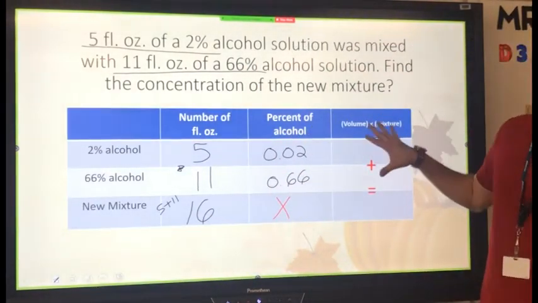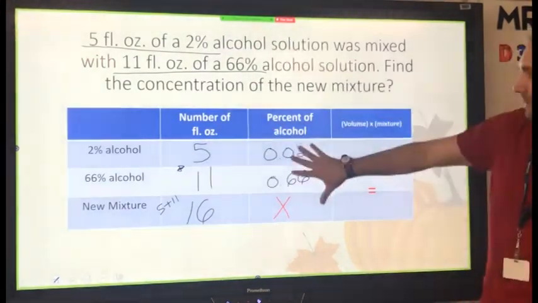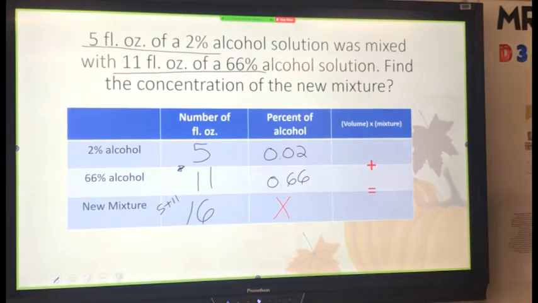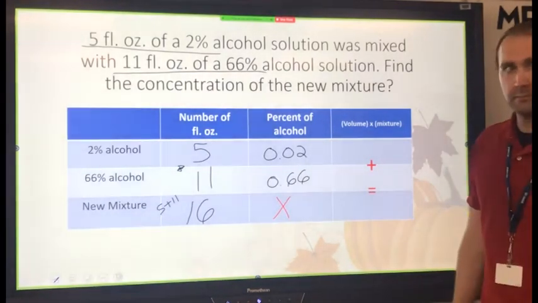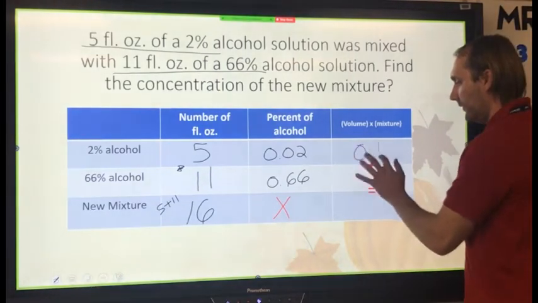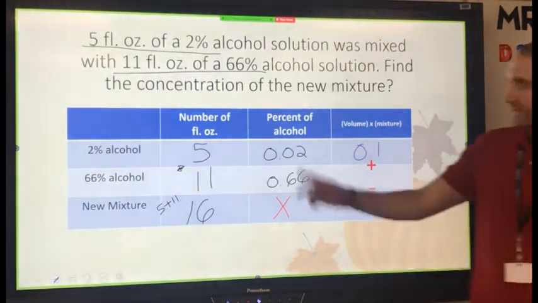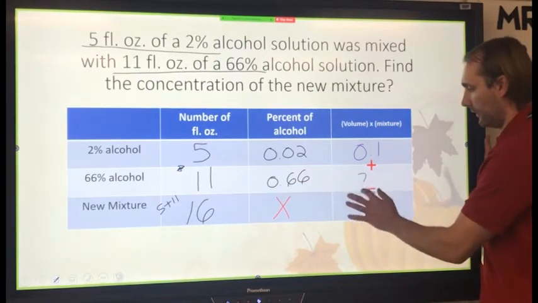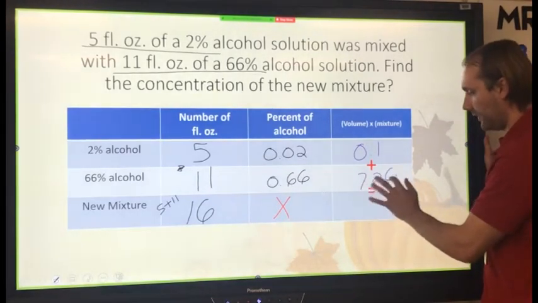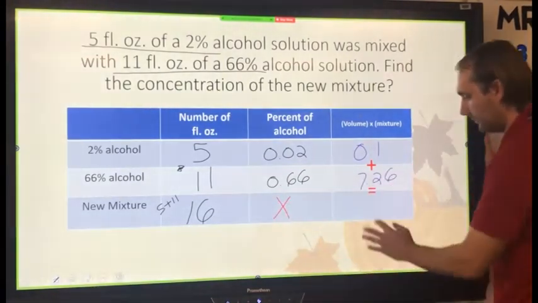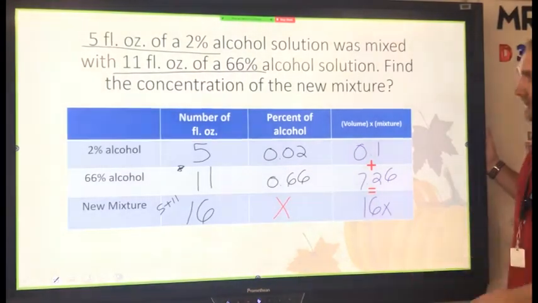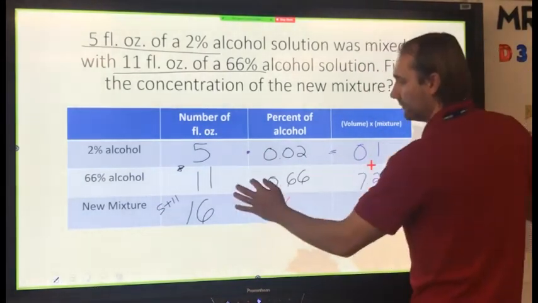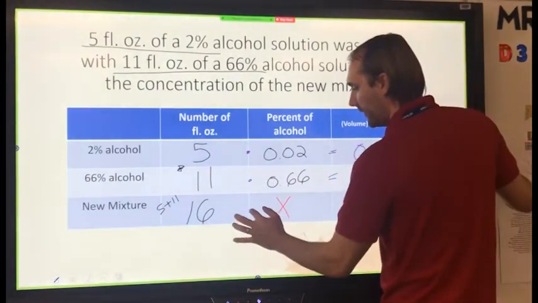So now, how do you find the mixture? You take the volume and multiply it by the percentage. What is 5 times 0.02? 0.1. What is 11 times 0.66? 7.26. And what is 16 times x? 16x. So you see how we get here? I'm taking these numbers and multiplying, and it's going to equal this number. That's going to be the same for all these mixture problems.